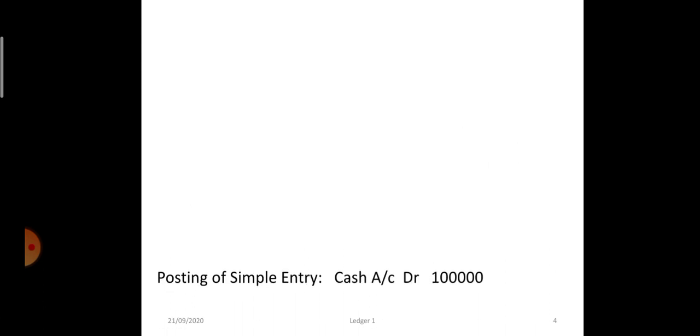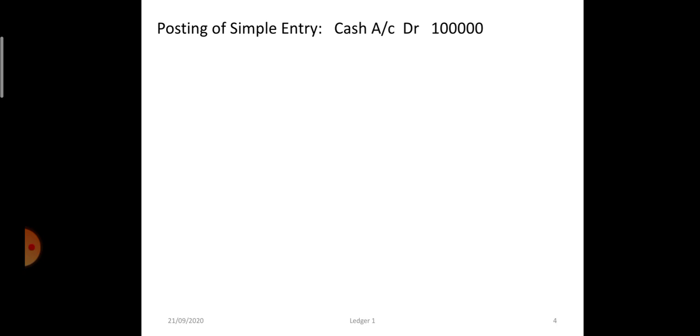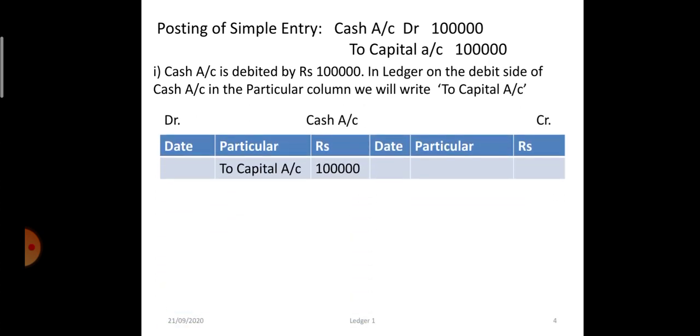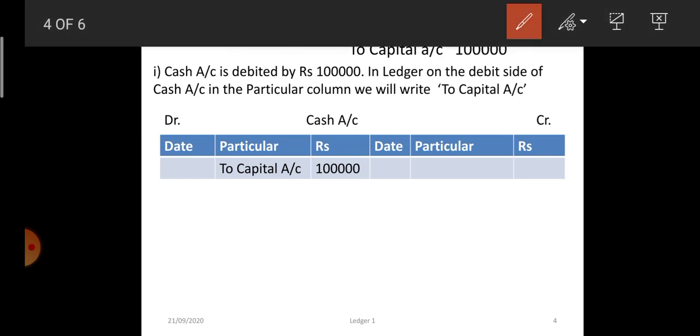We will try to understand this using one or two transactions, simple entries only. Compound entries we will take later on. One simple entry is: started business with cash, and the journal entry will be cash account debit to capital account. Here in this journal entry, cash account is debited by rupees 1 lakh. So when we make the cash account in the ledger, on the debit side, because cash account is debited in the journal, we will write to capital 1 lakh rupees.